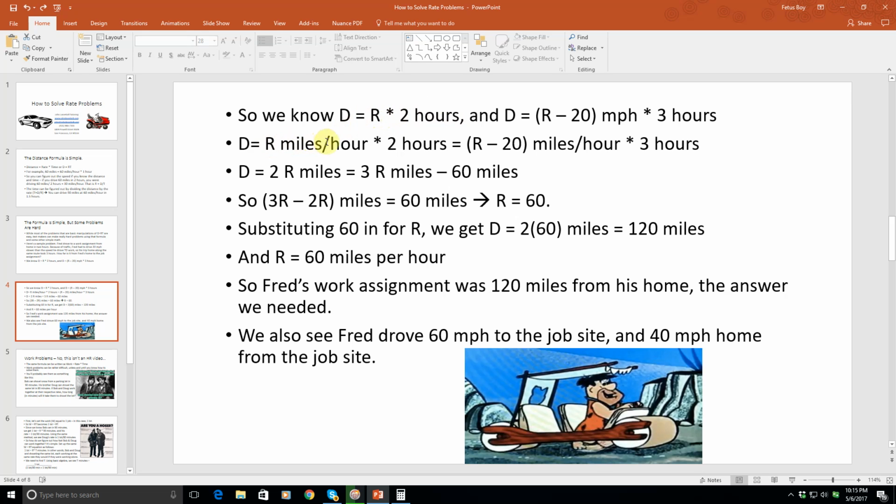So the distance is equal to R miles per hour times 2 hours. The hours will cancel out, and in R minus 20 miles per hour times 3 hours, you can see those will cancel out as well. So we end up with 2 times R miles equals 3R miles minus 60 miles. If we combine like terms, we end up with 3R minus 2R miles equals 60 miles, so R is equal to 60. Substituting 60 in for R, we get D equals 2 times 60 miles, which is 120 miles, and the rate that he drove in the morning is equal to 60 miles per hour.